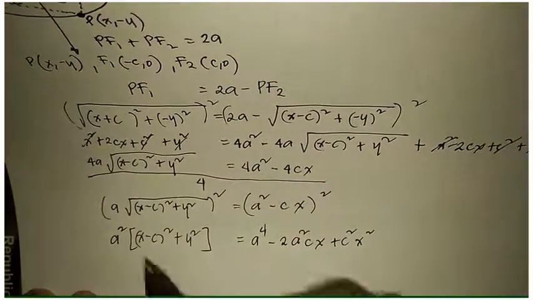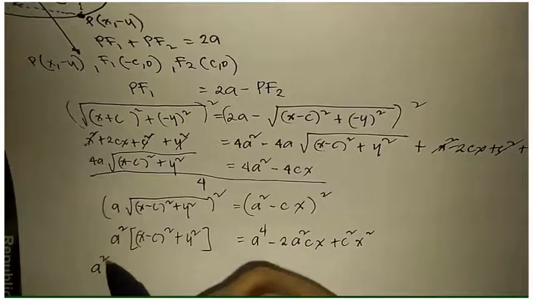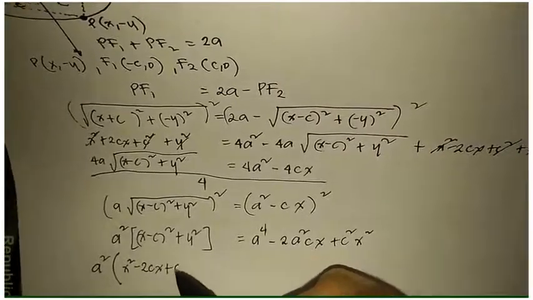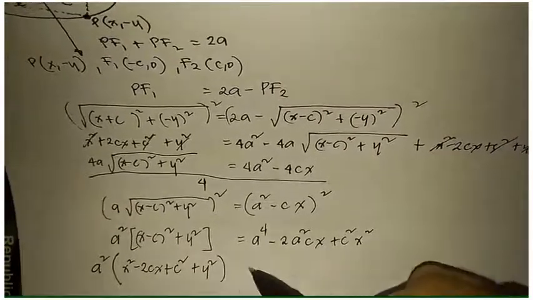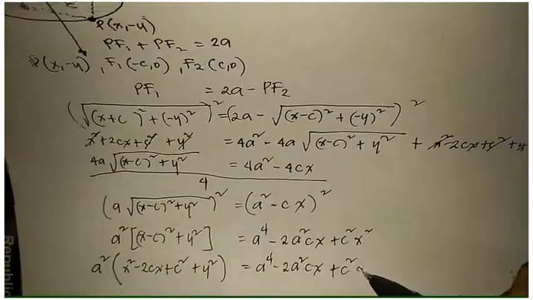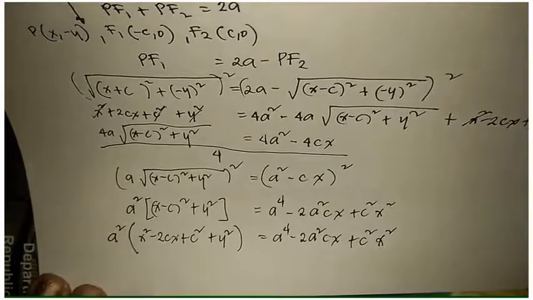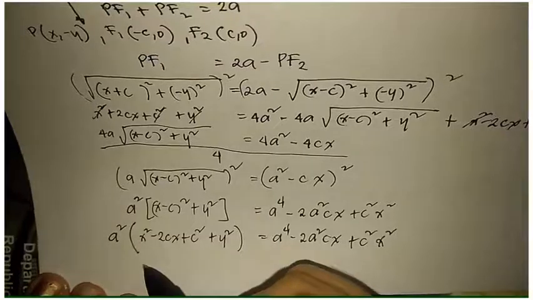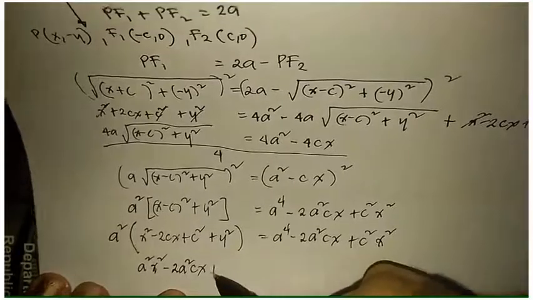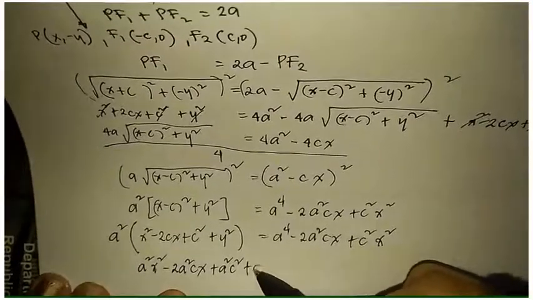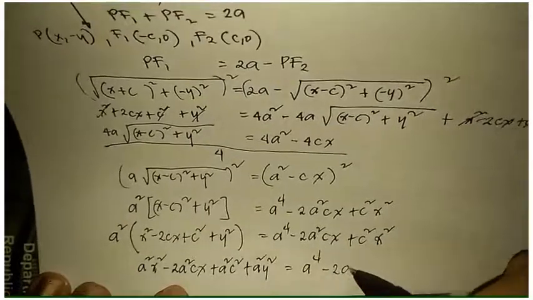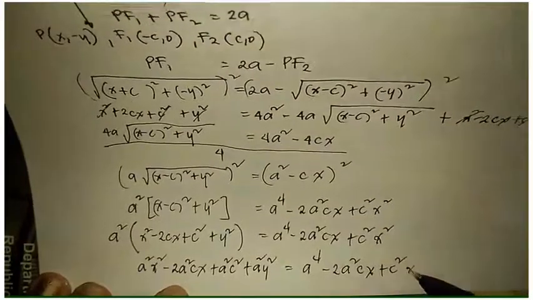And we can expand this, so we have a squared here times this one is x squared minus 2cx plus c squared plus y squared, and we have a raised to 4 minus 2a squared cx plus c squared x squared. Okay, moving on, we would have here a squared x squared minus 2a squared cx plus a squared c squared plus a squared y squared. And here we have a raised to 4 minus 2a squared cx plus c squared x squared.